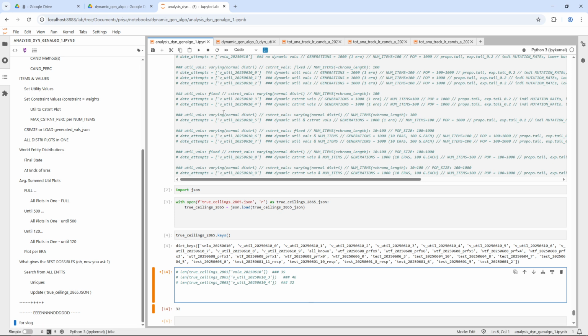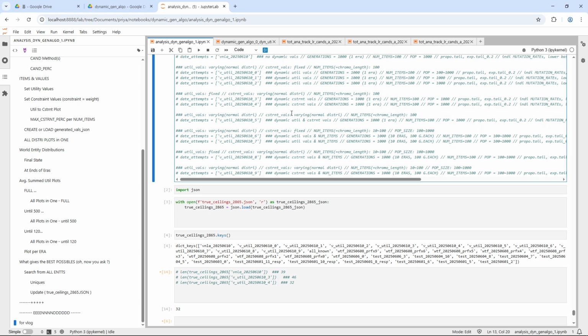And then the next setup is where the utility values would be varying and the constraint values would be varying as well, both following their own normal distributions, and the number of items would be fixed at 100 items. That is still named wrong because it still says vutil. I know it's confusing. I got confused. That's why they were named wrong. I didn't actually think about changing them.